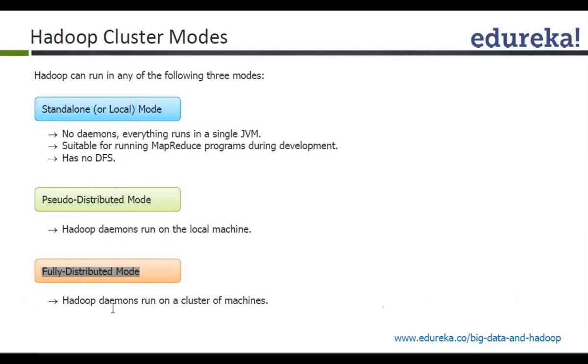In a fully distributed mode, you will have multiple machines, and on different machines, different processes would be running. What will be running on the masters? You will have a resource manager and node manager. You will have a secondary name node also running. And on slaves, you will have your data node and the node manager running. So this is what would be the configuration of a fully distributed mode. Good.